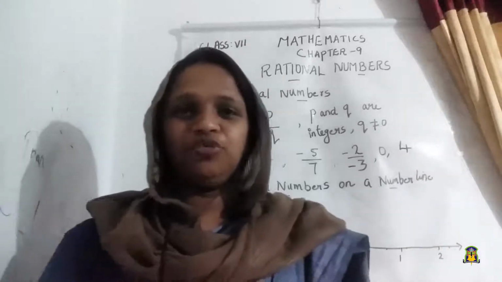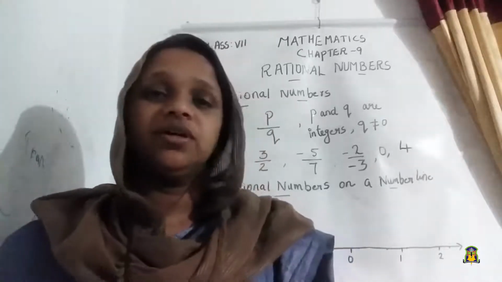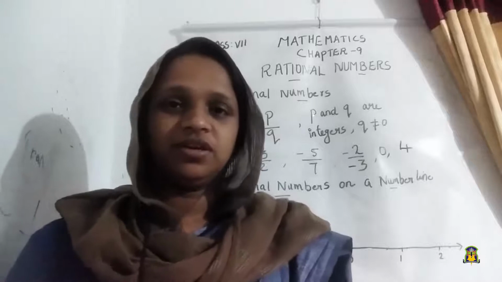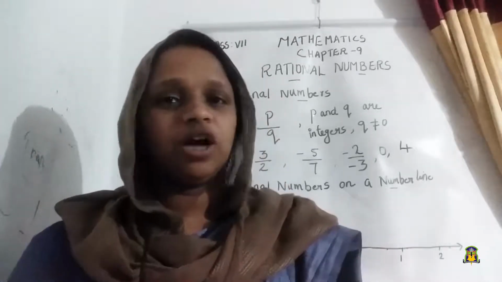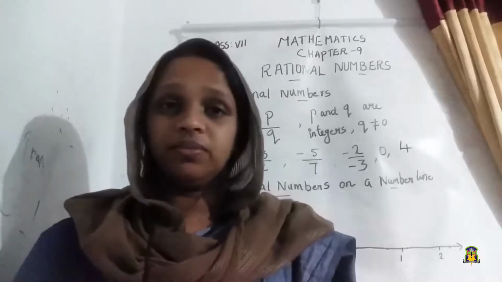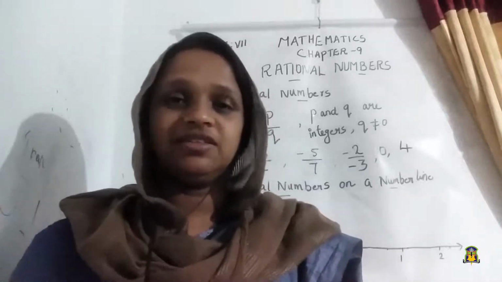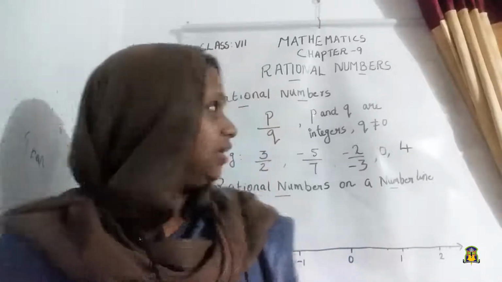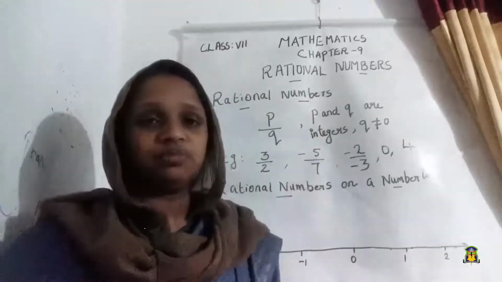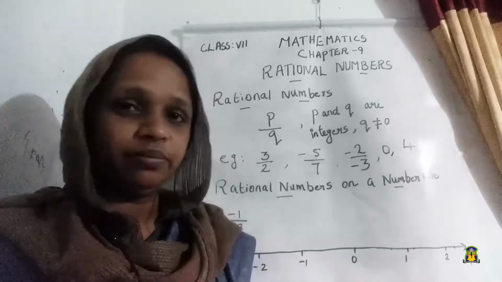So today we are moving on to a new chapter, rational numbers. We have already learned about counting numbers, whole numbers, integers, fractions, isn't it? So today, rational numbers. What is meant by a rational number?